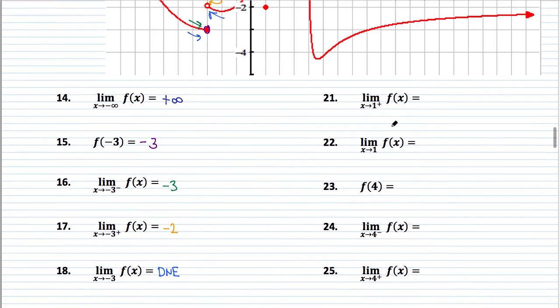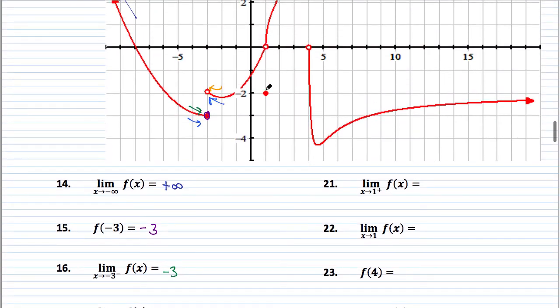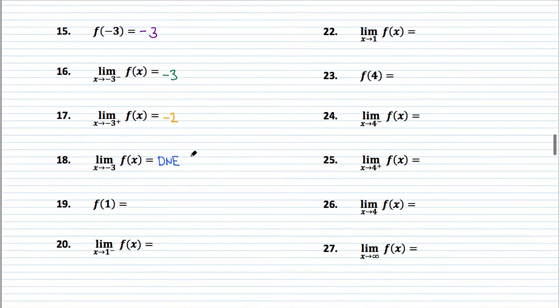Now, to go on, what is the value of the function at x equals 1? So here we have, again, a hole and then an actual defined value. So this is a value of negative 2.